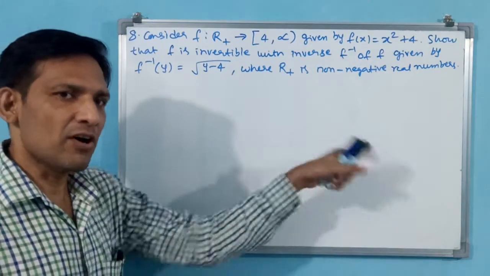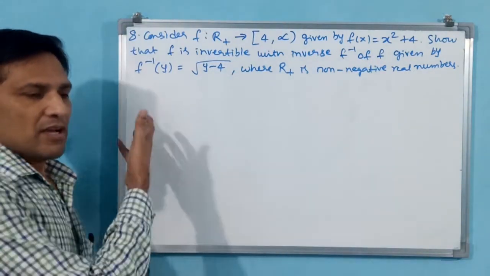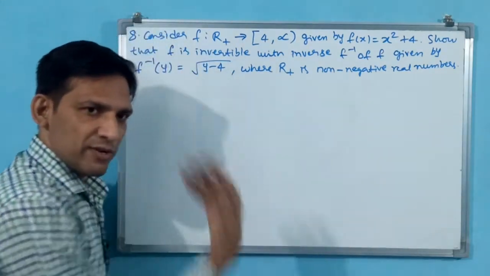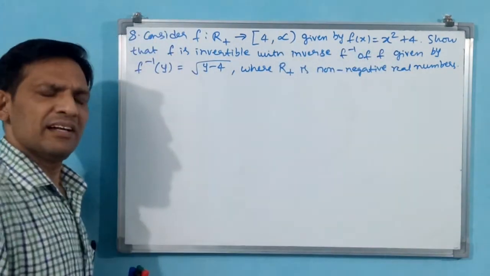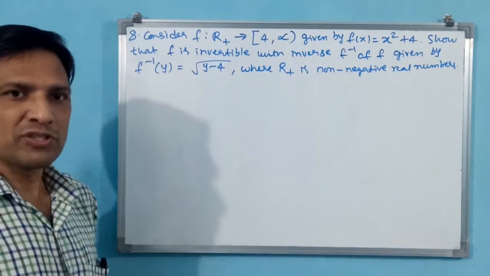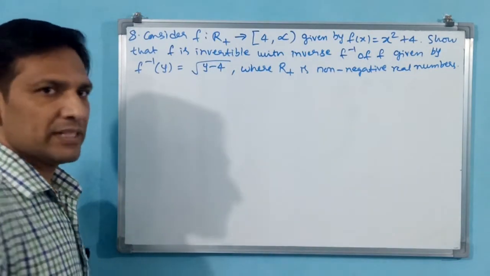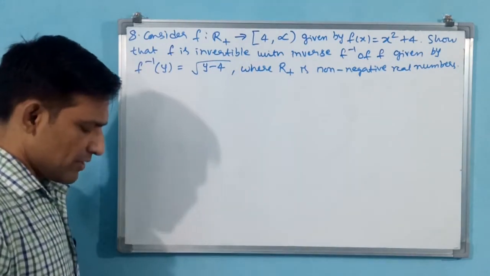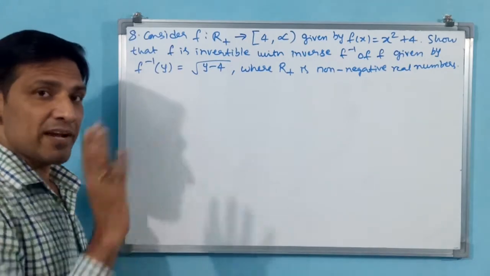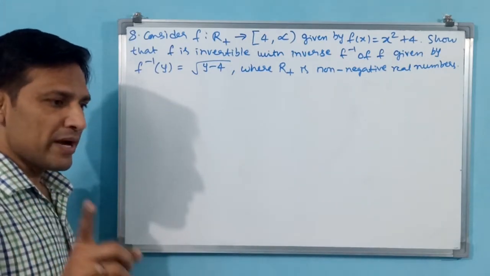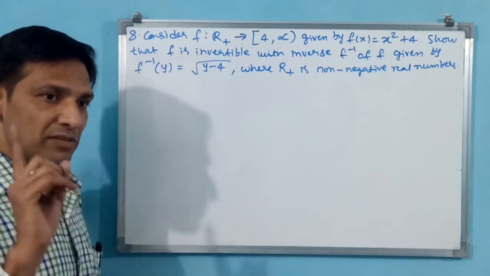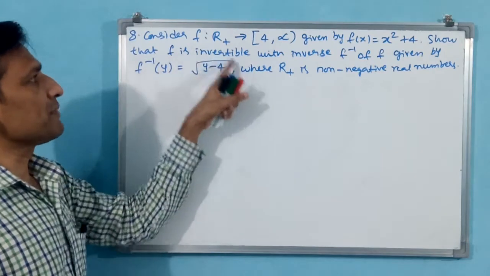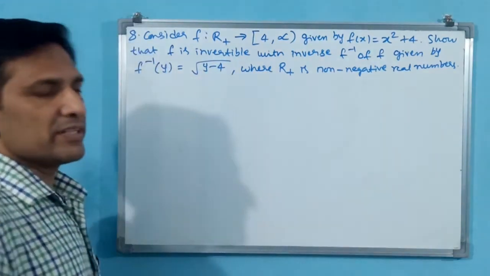But rather than trying all these numbers, we know the standard procedure. Do GOF is equal to X and FOG is equal to Y. If both come, it is invertible and the inverse is G, that's all. Before doing that, you have to find G also. Now you understand why the function is invertible. Normally, when x square comes, it will not be 1-1 and onto, so those are not invertible. But here is a special case: R plus is given, and R plus is the non-negative real numbers.